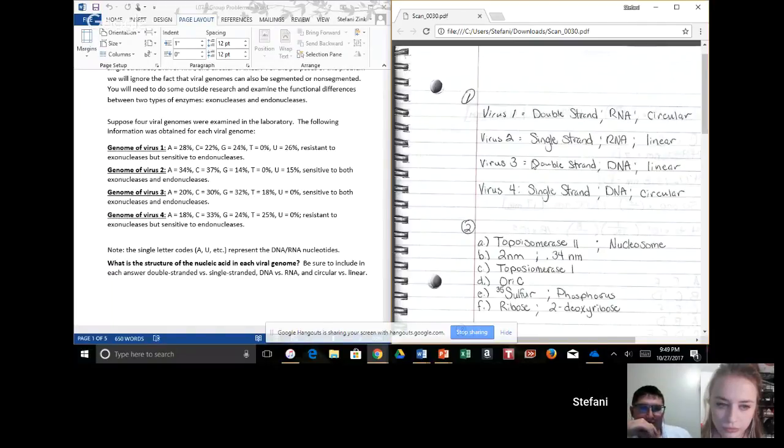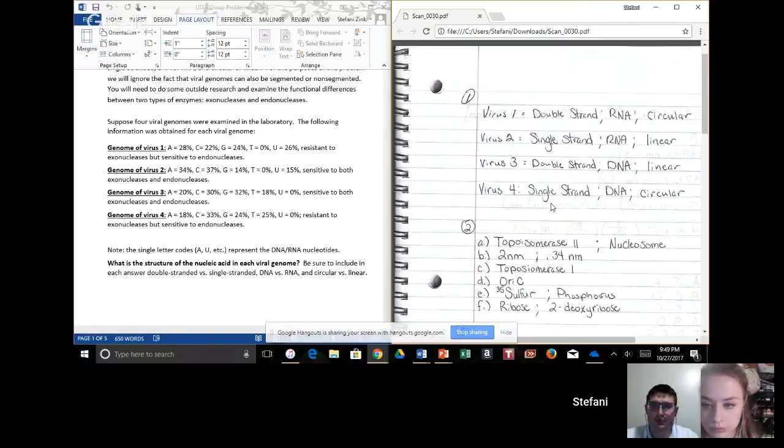So virus 2, there was more than a 2% difference in the complementary bases. So I said it was single-stranded. It has uracil, so it's RNA. And since it's sensitive to both exonuclease and endonuclease, it's going to be linear. Virus 3, it's double-stranded. Since it has thymine, it's DNA, and it's sensitive to both, again, so it's linear.